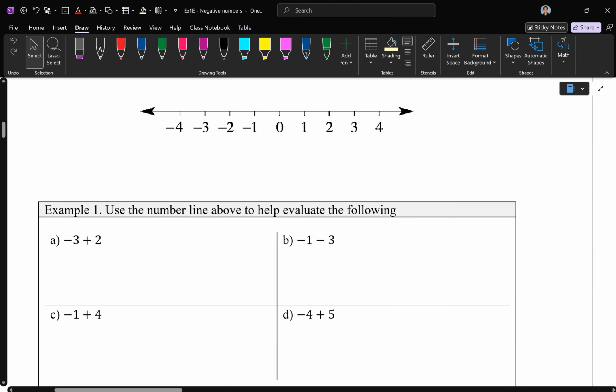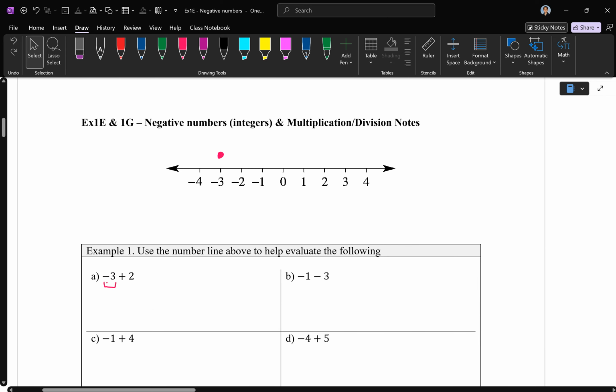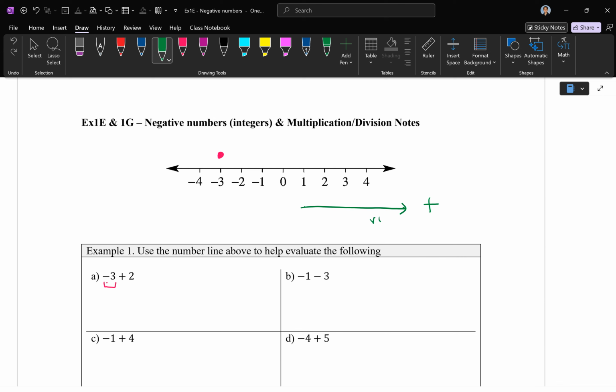Let's look at the first example. You've got -3 plus 2. This is how I teach my students. The -3 tells you where you are on the number line. -3 is right here. So at -3, I do a dot. I say I start there. Now, copy this one down, so just copy the signs down. When you add, you go this direction, so you move to the right. When you subtract, you go to the left.